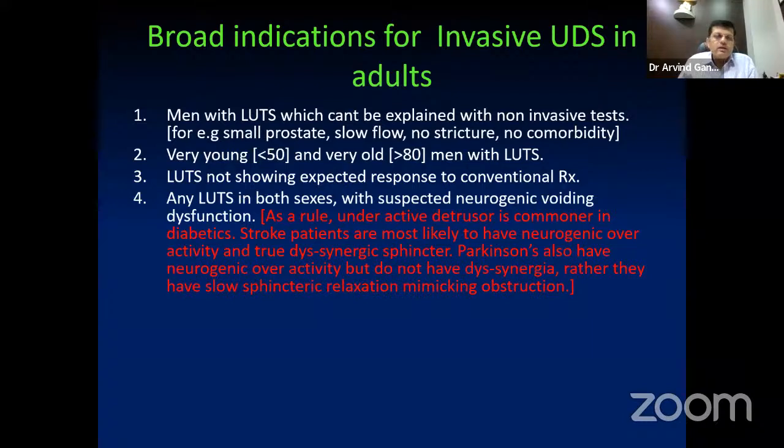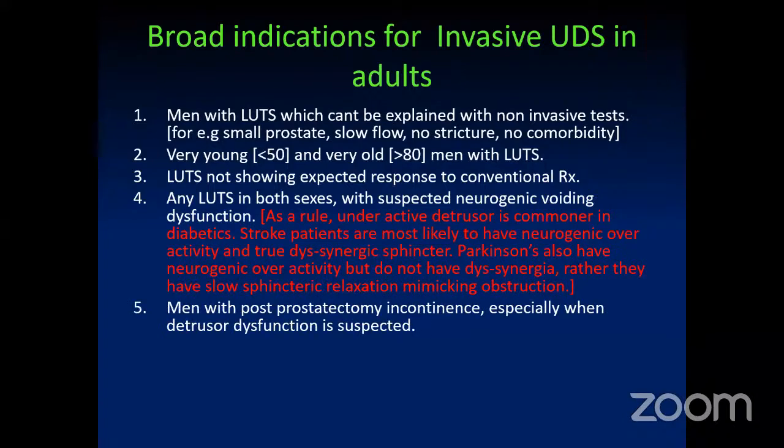Urodynamics is indicated in any LUTS in both sexes with suspected neurogenic voiding dysfunction. I will not read out what I have given in red, because I have told you that whenever there is a Parkinson's patient, most of the times they present with dyssynergia. Be very careful before doing a TURP. CVA will present with overactivity. Diabetics, the commonest presentation is underactive detrusor. So you have to do urodynamics in most of these patients.